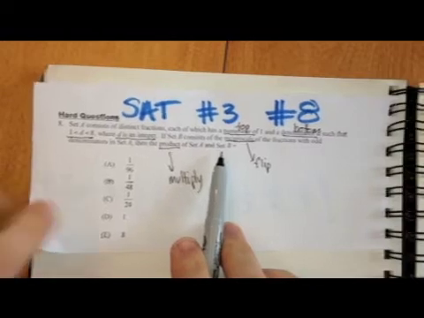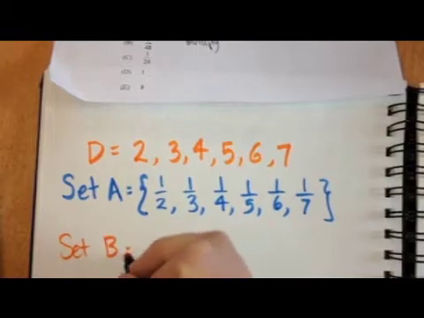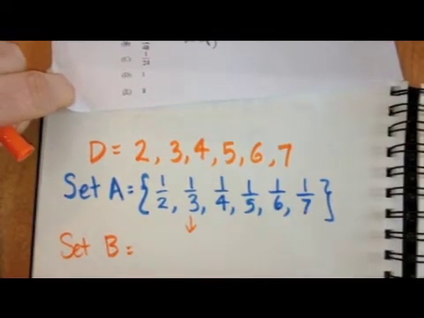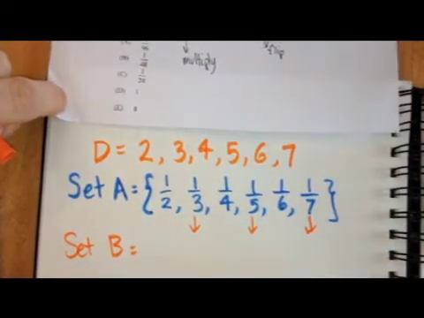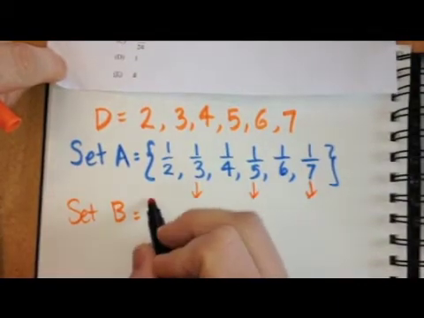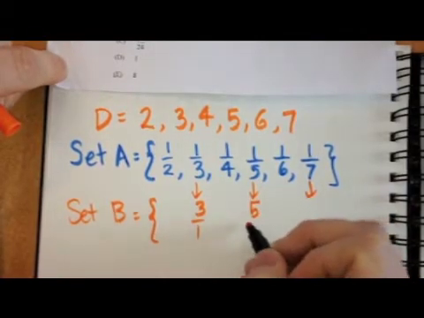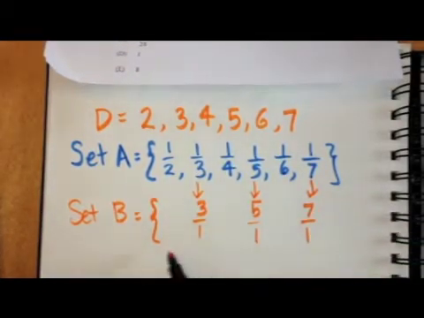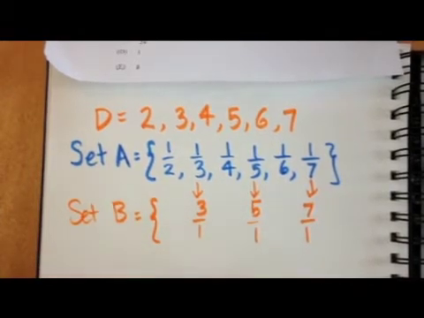Set B is next. Set B is the reciprocals of the ones that have an odd number in the denominator. So that's 1/3, 1/5, and 1/7. We take the reciprocal, which means we take each of those fractions and flip it upside down. This becomes 3/1. This becomes 5/1. And this becomes 7/1. If I wanted to, I could rewrite that as just 3, 5, and 7. But for right now, I'm going to leave it as a fraction.